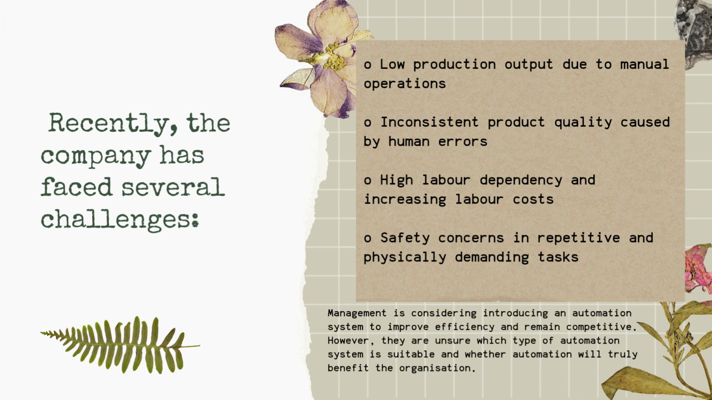Recently, the company has faced several challenges, which are low production output due to manual operations, inconsistent product quality caused by human errors, high labor dependency and increasing labor costs. Lastly is safety concerns in repetitive and physically demanding tasks. The management is considering introducing an automation system to improve efficiency and remain competitive. However, they are unsure which type of automation system is suitable and whether automation will truly benefit the organization.